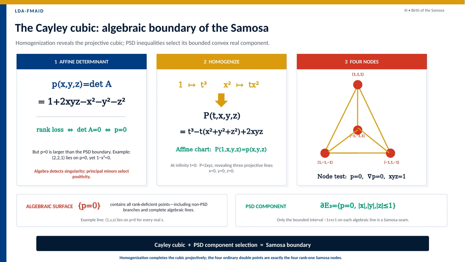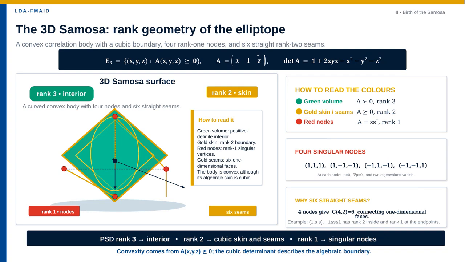The complete cubic includes non-positive semidefinite branches and complete affine lines. Positive semidefiniteness selects the bounded convex component, with 4 singular rank 1 nodes and 6 bounded seams. The three-dimensional Samosa is rank stratified.